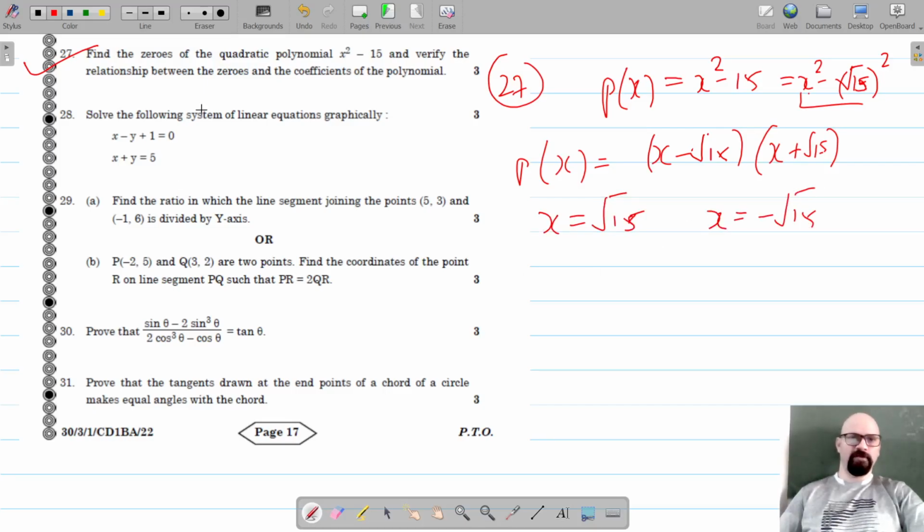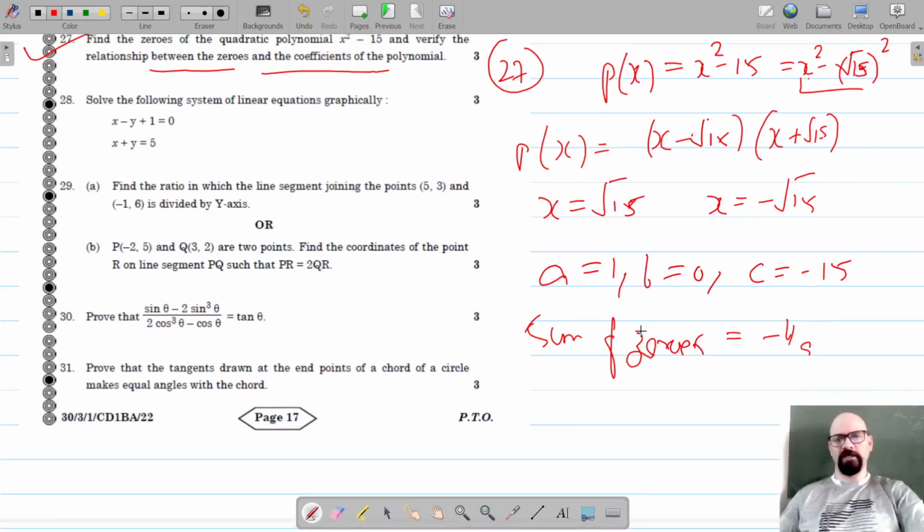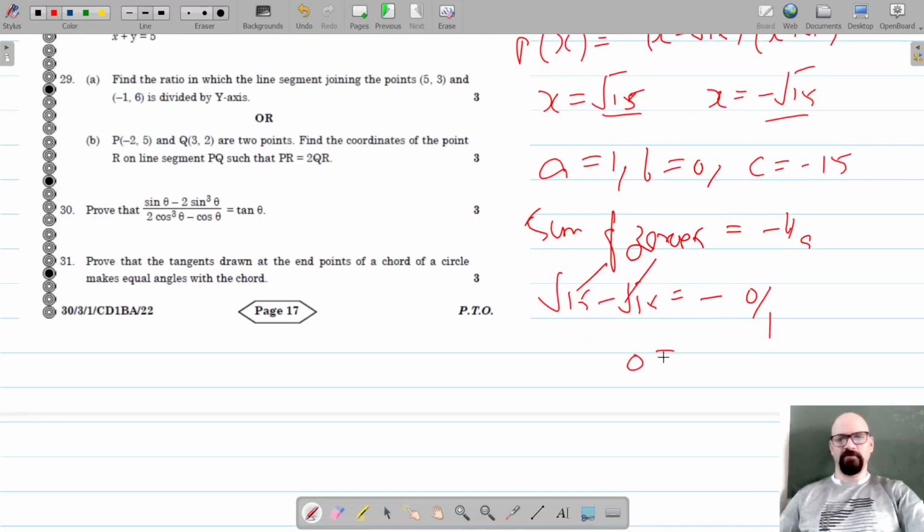We have to find the relation between the zeros and the coefficients of the polynomial. The coefficients of the polynomial are A is 1, B is 0, and C is negative 15. To verify the relationship, the first relationship says the sum of zeros should be equal to minus B by A. Now the sum of the zeros is root 15 minus root 15, which is 0, and minus B by A is 0. So 0 is equal to 0, and the first relationship is verified.